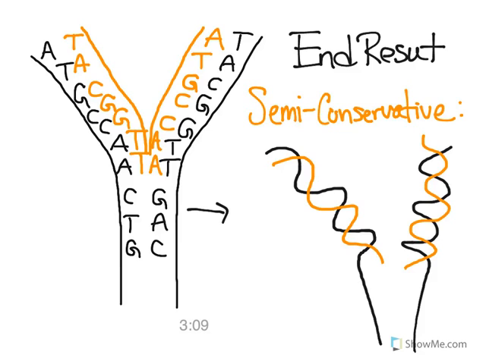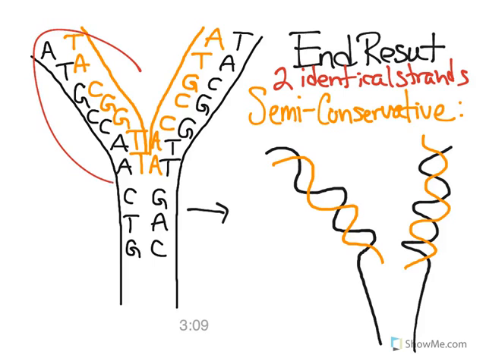So by the time you are all done, we know that we're going to end up with two identical strands of DNA. If I look at the left side and the right side, they should be exactly the same. So if I look at this side here and I look at this side here, they are identical, and that's the whole point of DNA replication, is to create two identical strands.